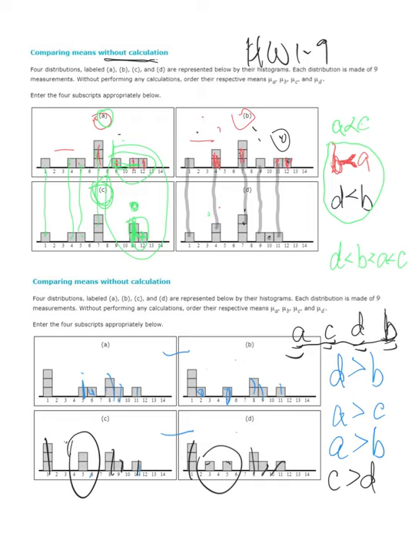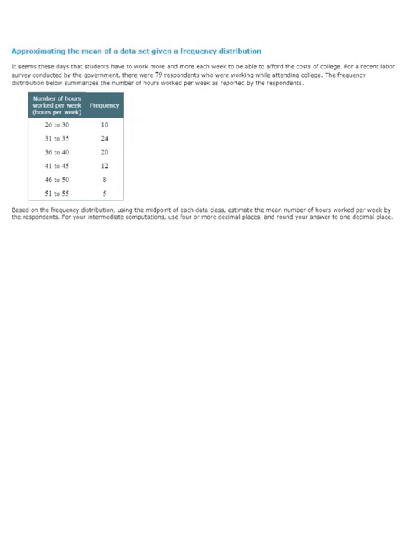All right, let's move on. These won't take as much thinking probably. Here you're approximating the mean, or what you think of as the average, given a frequency distribution. So basically it says here we've got 10 students, and these are the number of hours per week they work.